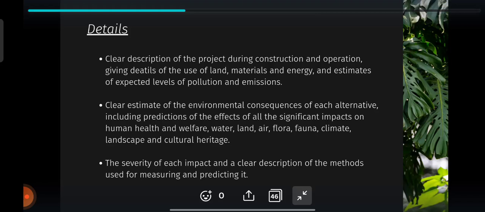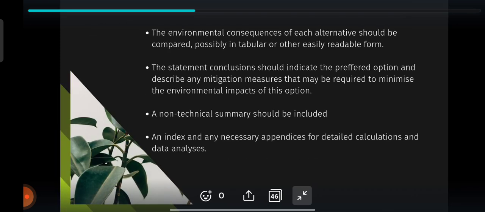So the next detail is the severity of each impact and a clear description of the methods used for measuring and predicting it. The next detail is the environmental consequences of each alternative should be compared, possibly in tabular or other easily readable form. As discussed later in this chapter, many consider this to be the most important section of the EIS. So, importante pud siya ang kaning sa environmental, kaning part niini.